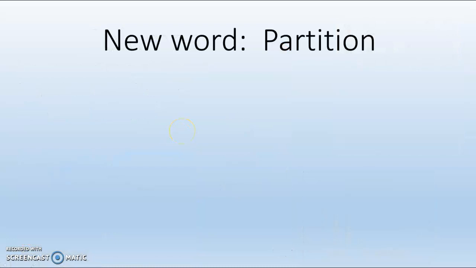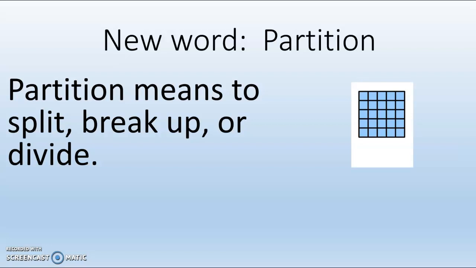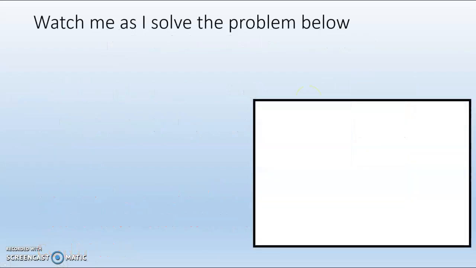Okay, we have a new word. It's called partition. Partition means to split, or to break up, or to divide. So if we have this array, we're going to learn how to partition the array into rows and columns. I'll show you what we mean.